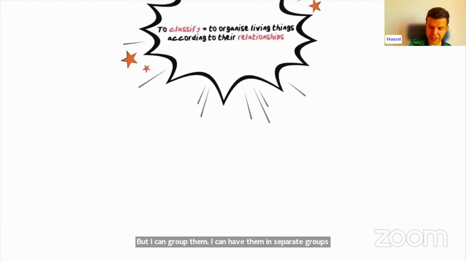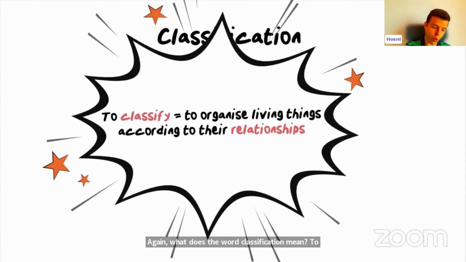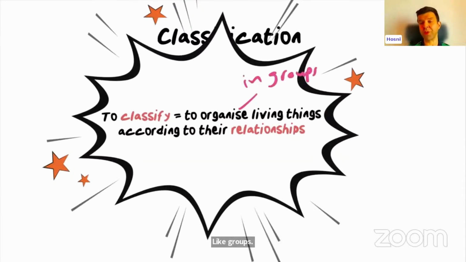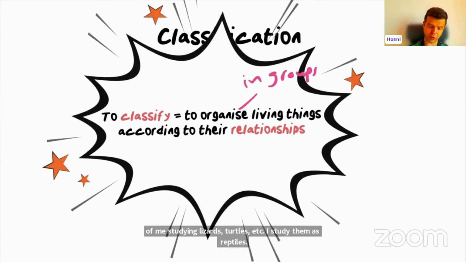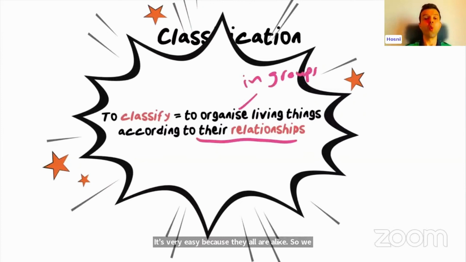Again, what does the word classification mean? To classify is to organize the living things in groups, and to study them as a group. So instead of me studying cats, horses, lions, tigers, I can study them all as one large group called mammals. Instead of me studying lizards, turtles, etc., I study them as reptiles. It's very easy because they all are alike. So what we find here is relationships. Put them in a group, study them as one group instead of studying them as individuals.